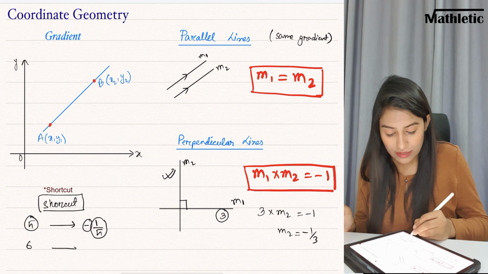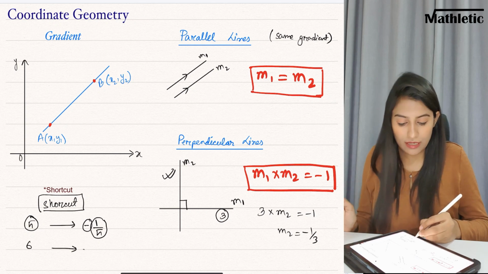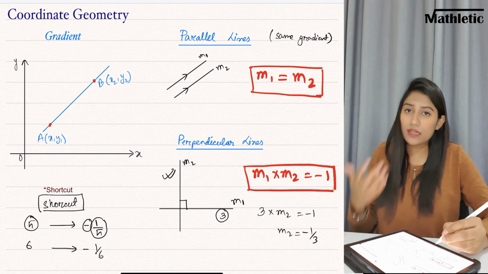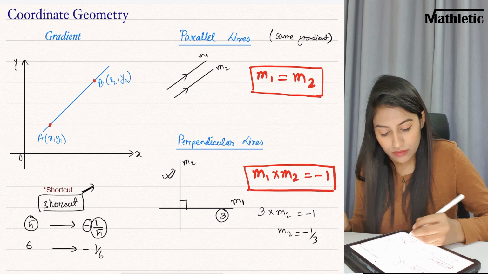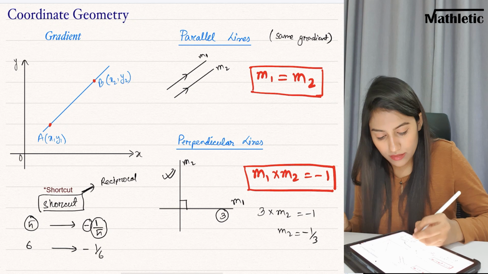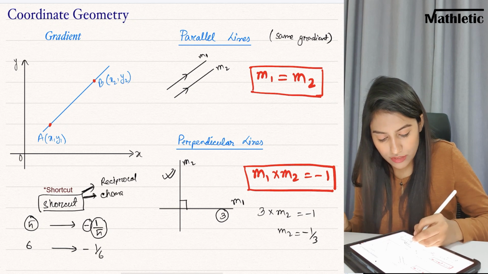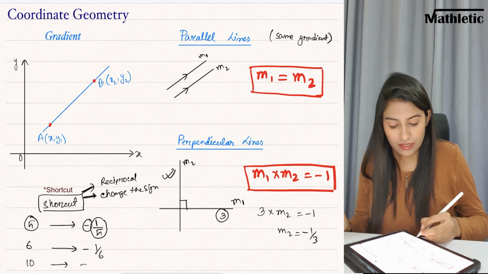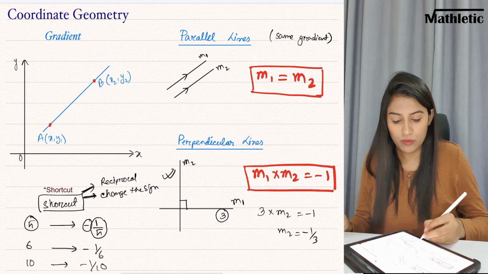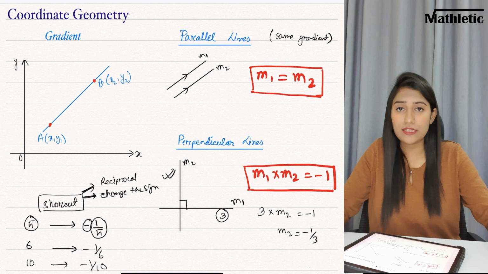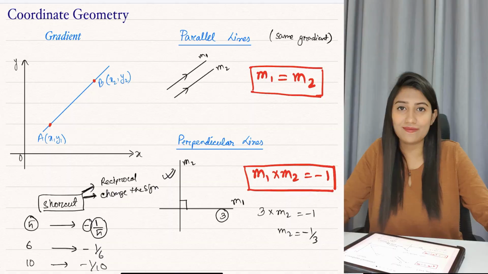If the gradient is 6, in that case the gradient of the perpendicular line will be -1/6, as in instead of using this formula, you can directly use the shortcut method: you just take the reciprocal, and obviously you need to change the sign. If the gradient is 10, the gradient of the perpendicular line will be -1/10. So for parallel lines, the gradients are the same, and for perpendicular lines, it's the negative reciprocal of the original gradient.